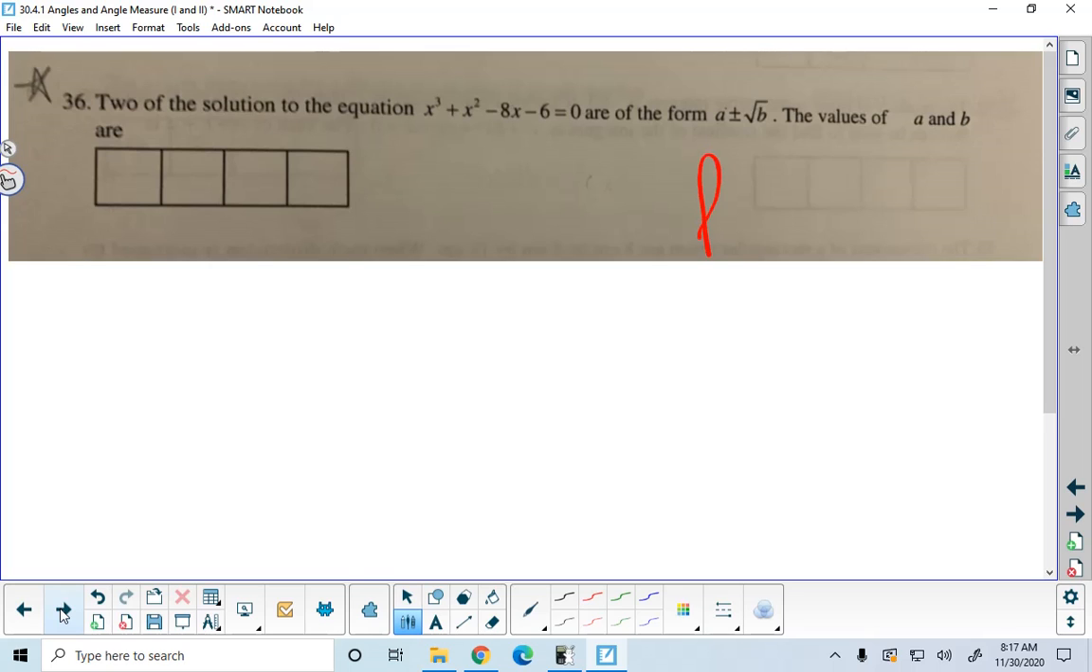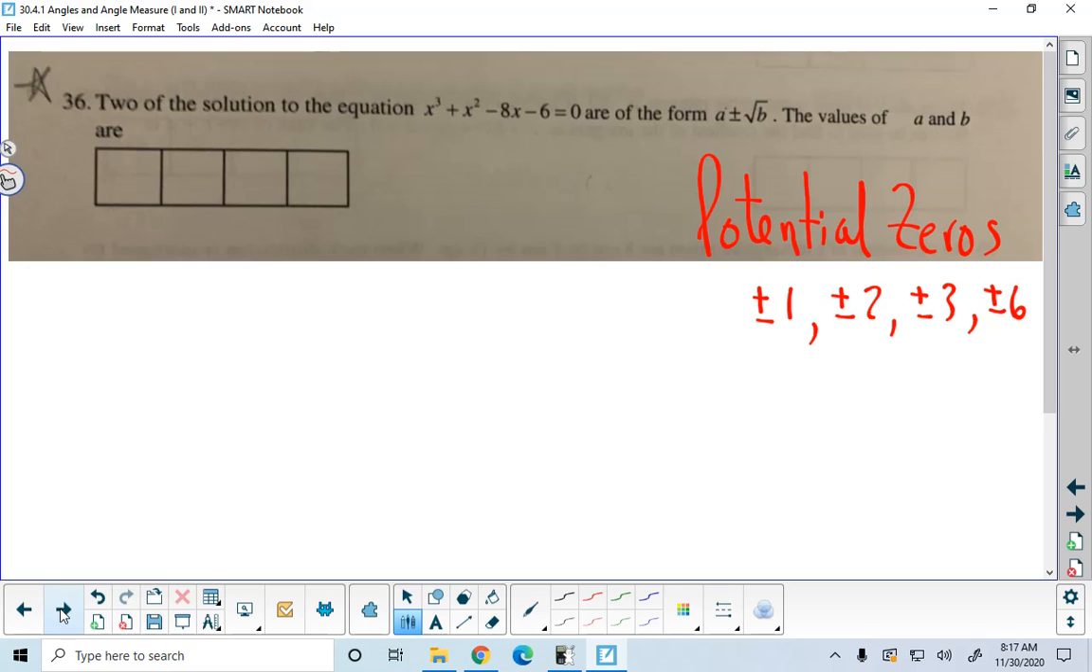So you want to make a list here of potential zeros. Remember that potential zeros of a polynomial would be numbers that are factors of the constant term. So we can try plus or minus 1, plus or minus 2, plus or minus 3, plus or minus 6. Hopefully we don't get to 6.